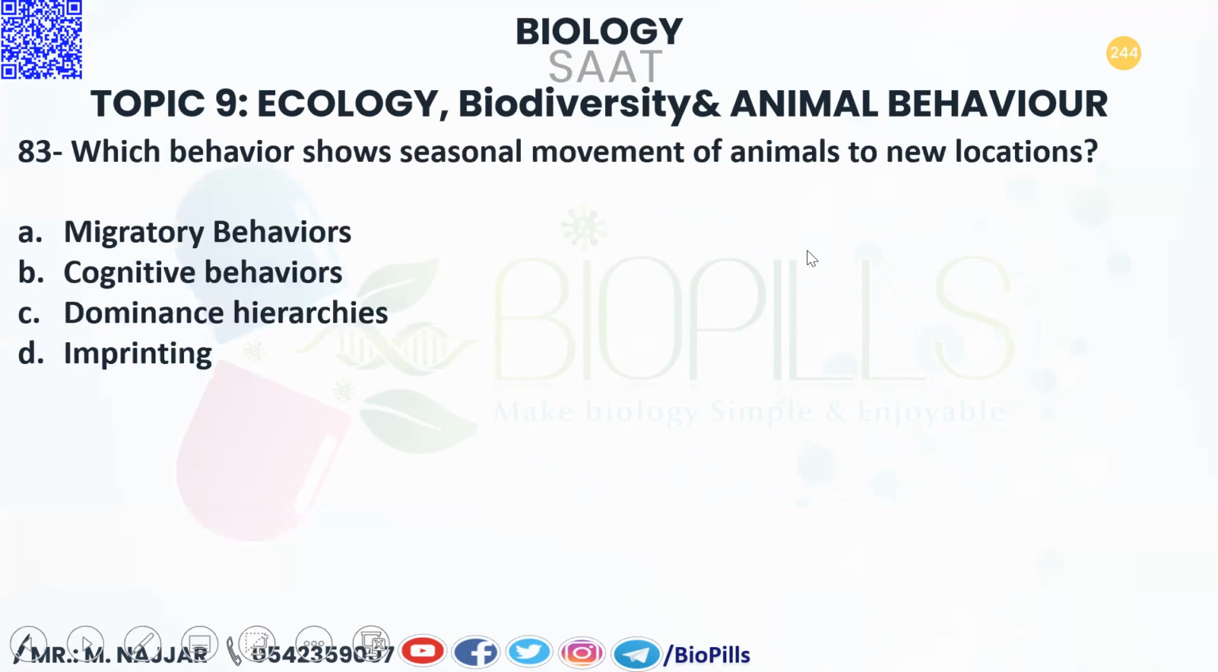You are right. Question number 83. Which behavior shows seasonal movement of animals to new locations? A, migratory behaviors, B, cognitive behaviors, C, dominance hierarchies, D, imprinting. For sure, this is migratory. Very, very obvious. Question number 84. Which behavior shows seasonal movement of animals to new locations? It is the same, migratory behaviors. Yes, for sure.